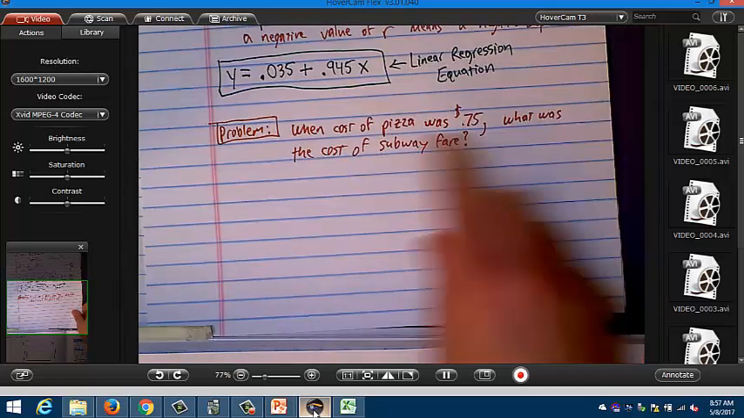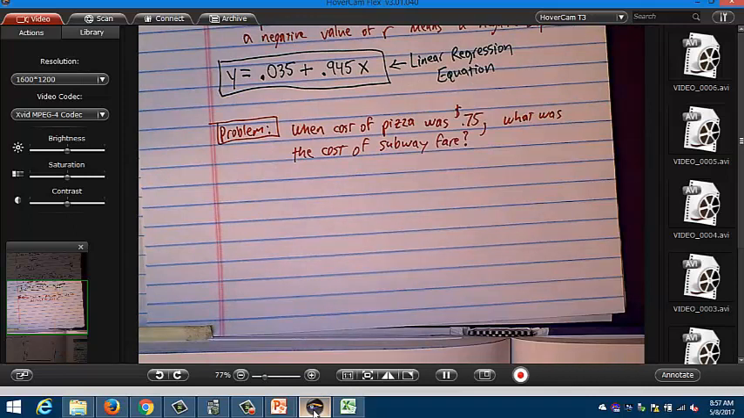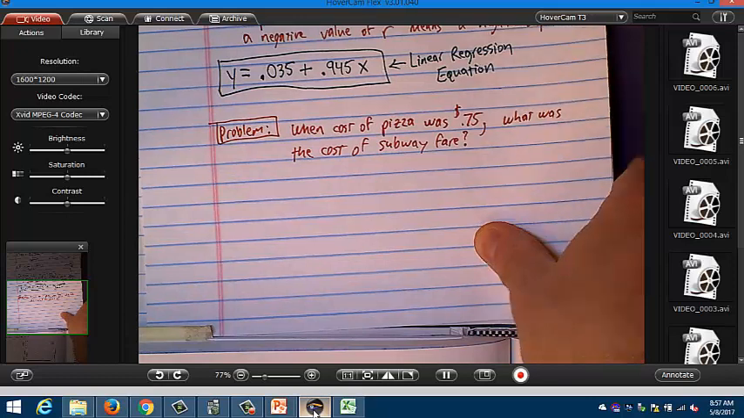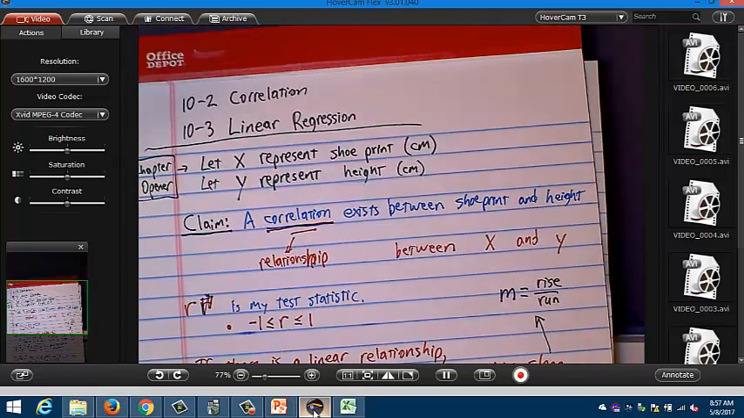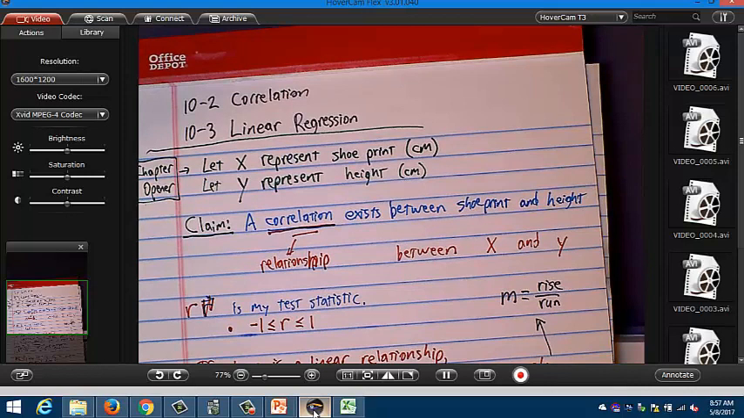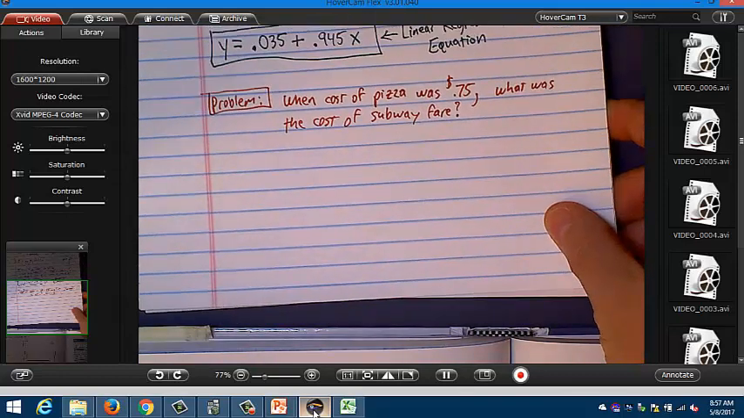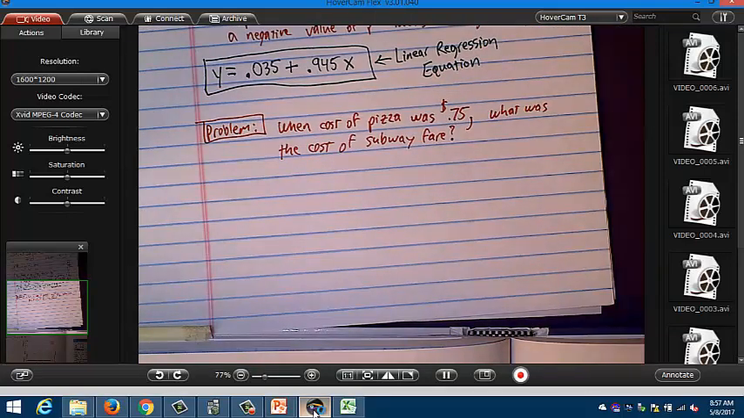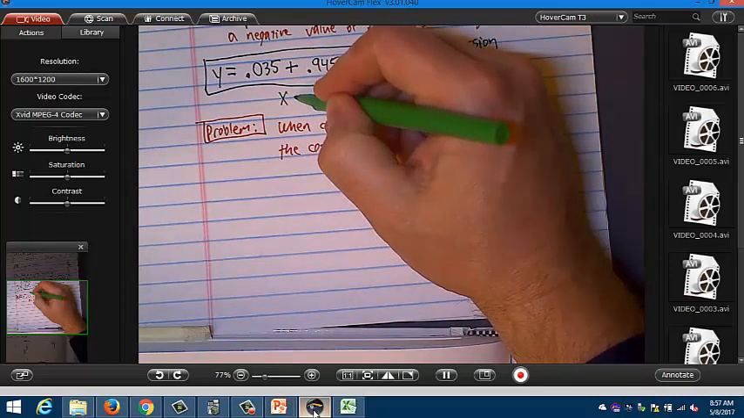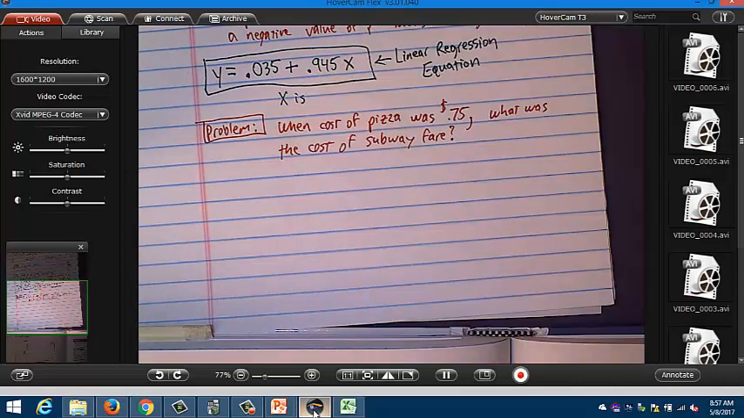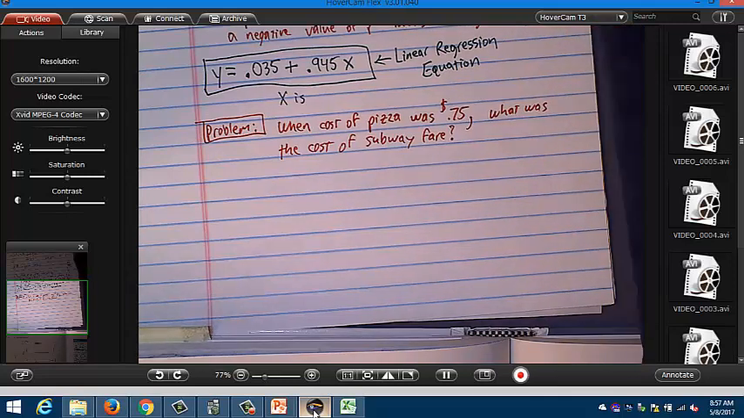Now we have it based on our model. But we have to remember what's what, right? So up at the top, I wrote down what X and Y stood for, right? Oh, no, I didn't. I said X was shoe print and Y was height, because that's the other problem. All right, what's X and Y for our problem here? Well, I did say it, I just didn't write it down. Here, let's say it again. Here, X is, that was the Subway fare or the pizza fare? I'm going to double check.